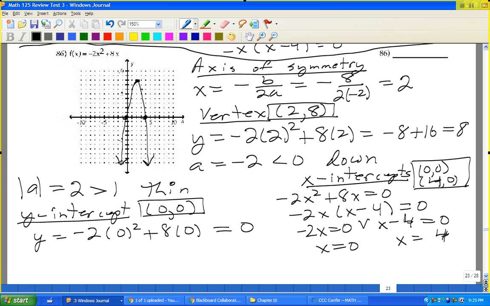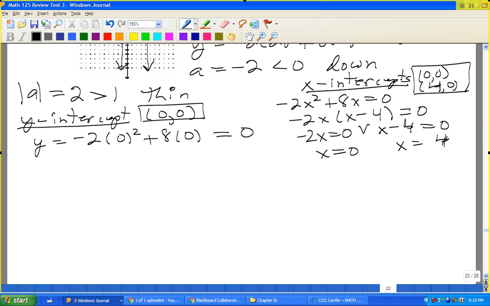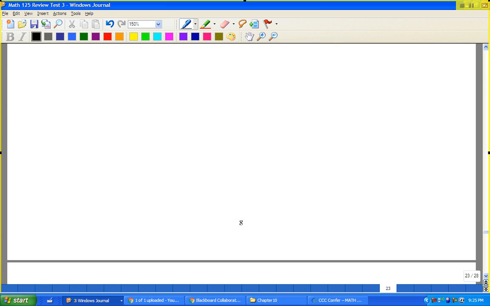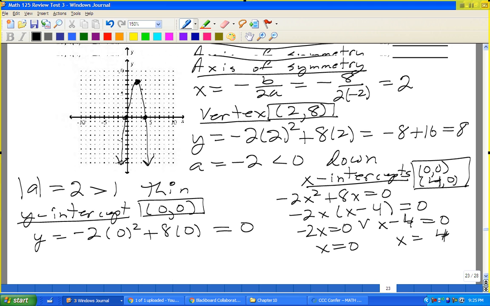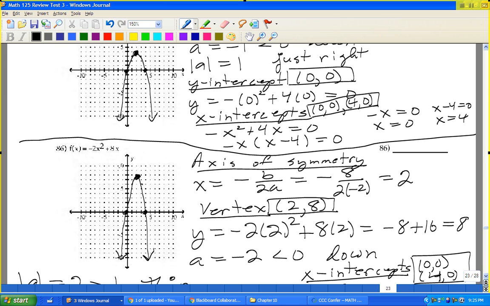And that's what the graph looks like, more or less. Any questions? And that's it. Good. Any questions about that? Okay, good. So, I guess that's it for today.